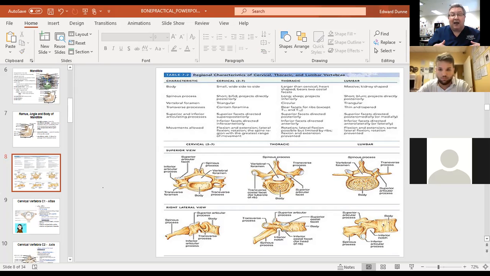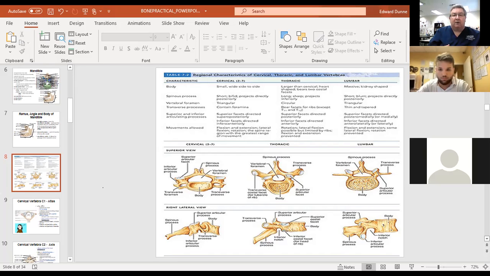When you're looking at the vertebra, you want to look at the bodies first. Now, remember, there are three sections of vertebra. We have the cervicals, there are 7 of those. The thoracic, there are 12 of those. And there are 5 lumbar vertebrae. Each one of them has different characteristics, so I need you to understand some of those differences.